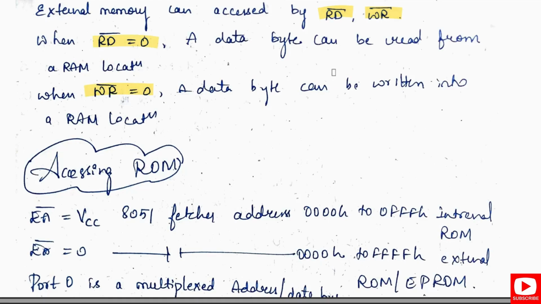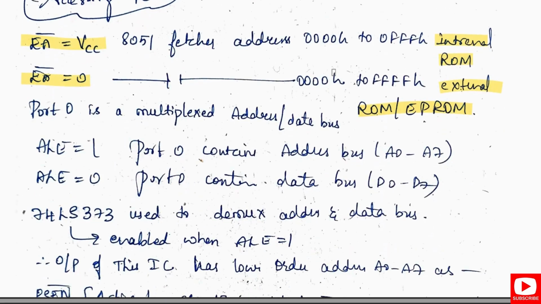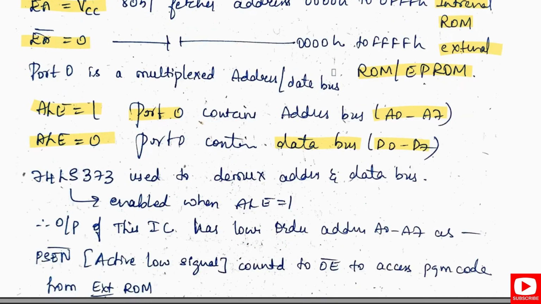Now comes accessing ROM. If EA bar is connected to VCC, then the 8051 fetches the address from the internal ROM. If EA is 0, then only it will fetch from the external ROM or EEPROM. If ALE is 1, then port 0 contains the address bus, that is A0 to A7. If ALE is 0, then it connects the data bus, that is D0 to D7.